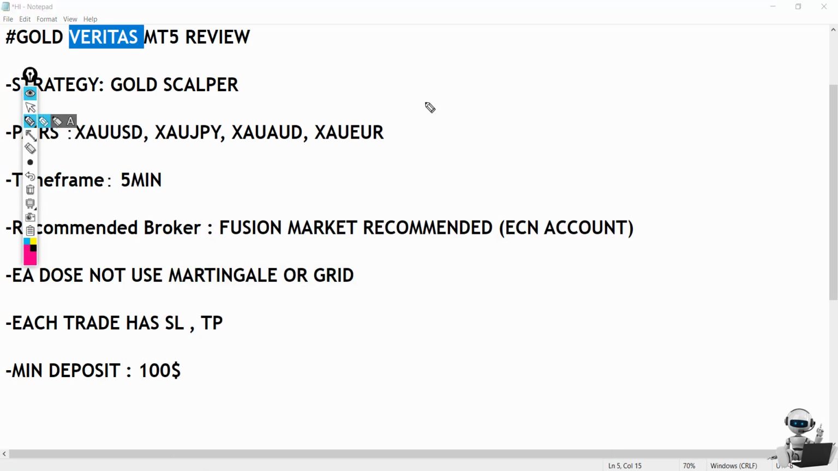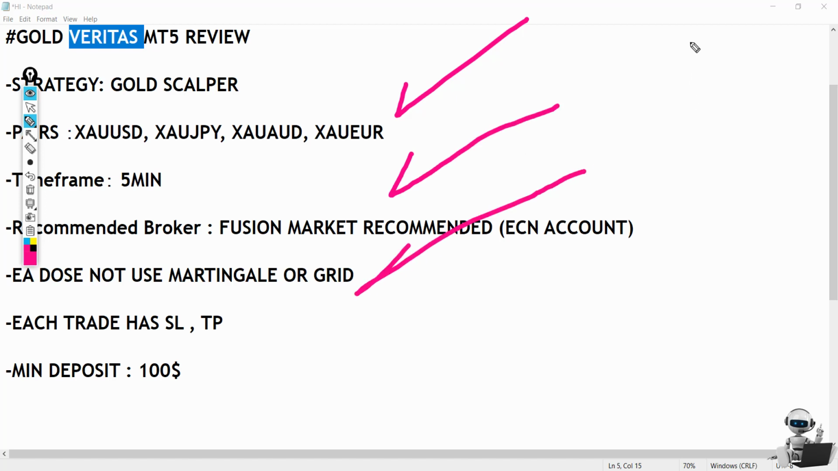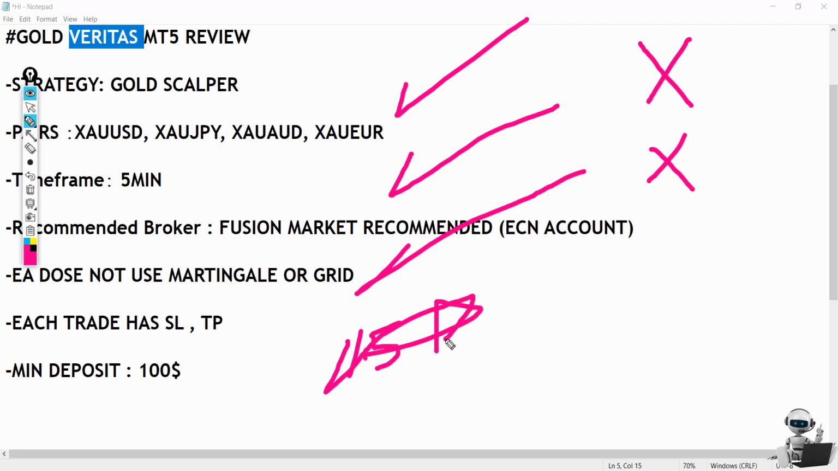So my conclusion, we have live results, the average holding time is low, and the EA does not use Martingale or any grid. On the downside, we need ECN, low spread on each pair of gold, and you need a low latency VPS. But for the overall score for this EA, I believe it is really worth 4.5 stars, and it is worth giving it a shot. So that is all for today.